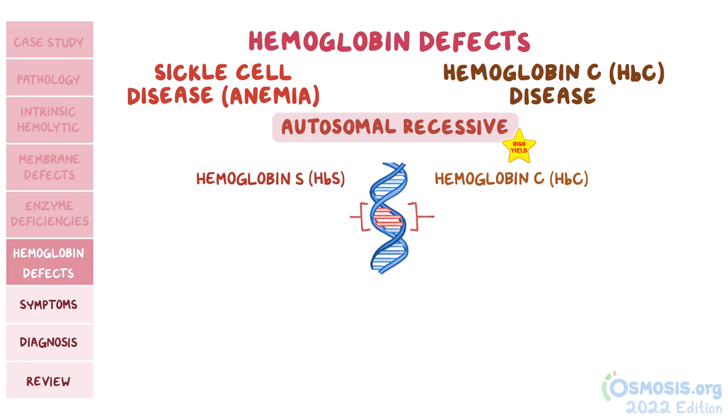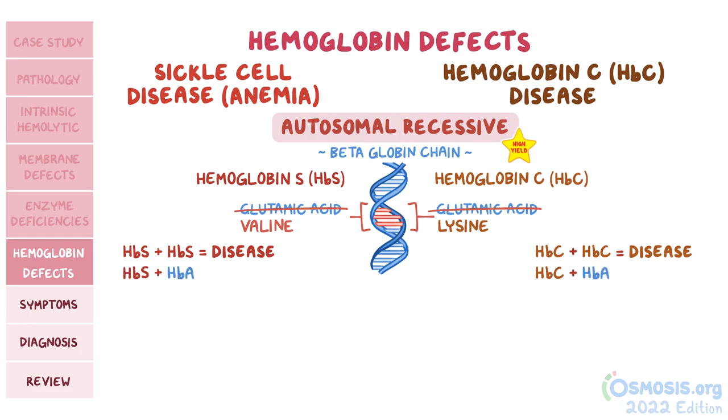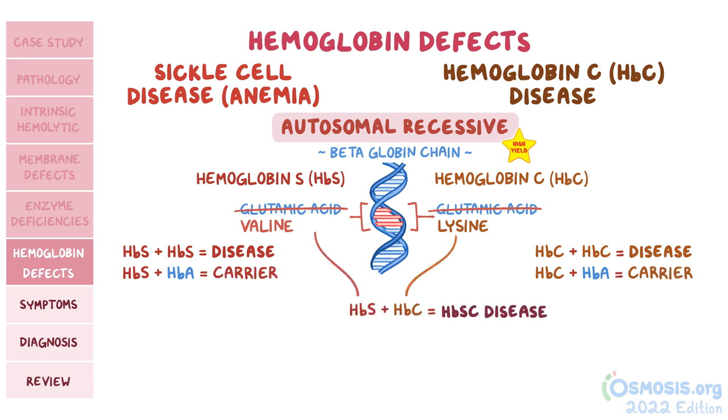There's substitution of glutamic acid in the 6th position of the beta-globin chain, with valine in the case of HbS and lysine in the case of HbC. A mutation in both copies of the gene is needed to get the disease. If the person has just one copy of the mutation and one normal hemoglobin A gene, or HbA for short, then they have an HbS or HbC trait, and they're said to be a carrier. Some individuals have HbSC disease, meaning that they have one of each mutant gene.